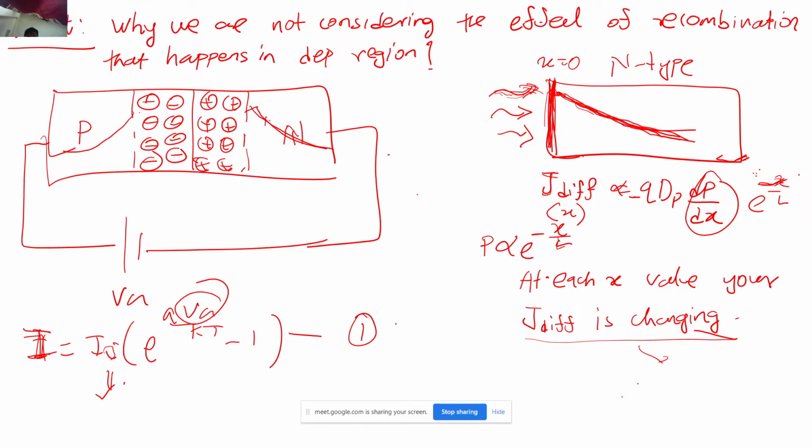Sir, it's becoming balanced by the drift current. Yeah, exactly. It is becoming balanced by the drift current, right? Correct, you are correct. Now, just tell me what is actually happening.